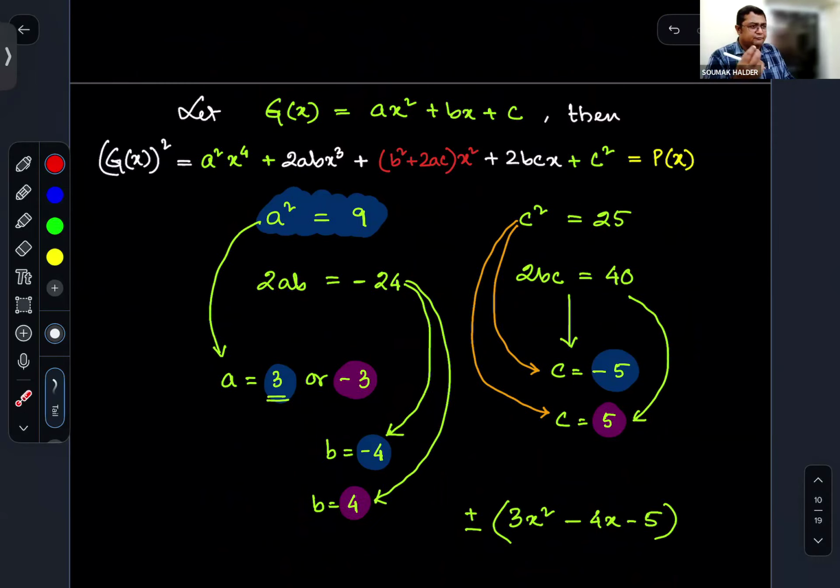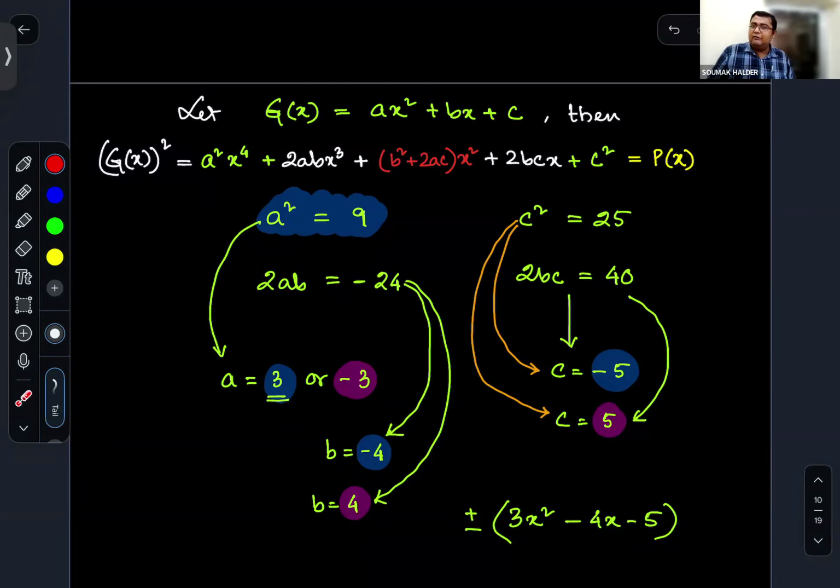9x to the power 4 is a very prompt identification to be 3x square. Then the immediate next term, minus 24x cube. Now this minus sign guarantees x square and x will have opposite sign of coefficient in g of x. The coefficient of degree 1 of x in the square, which was 40, shows the coefficient of degree 1 of x and the constant term in g of x must carry the same sign.